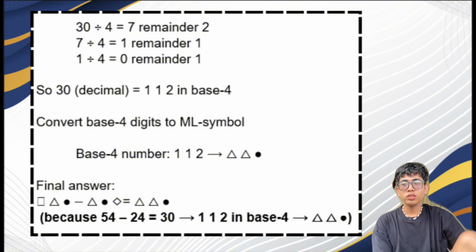30 divide 4 is equal to 7, remainder 2. 7 divide 4 is equal to 1, remainder 3. 1 divide 4 is equal to 0, remainder 1. So 30 is equal to 132 in base 4. Lastly, step 5, convert base 4 digits to ML symbols. So base 4 number 132 is equal to alpha delta beta. So the final answer is 30, which is equivalent to 132 in base 4, and alpha delta beta in ML symbols.